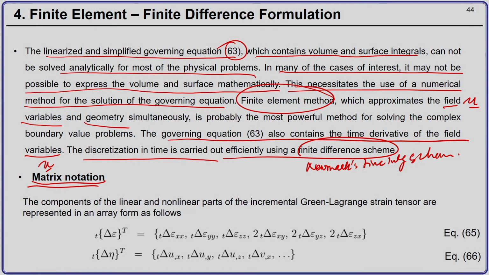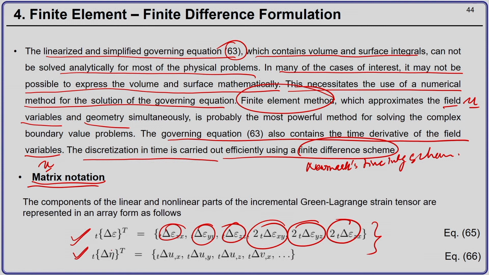We define the matrix notation for the components of the linear and nonlinear part of the incremental Green-Lagrange strain tensor, represented by the following array form. You have the normal components of the incremental strain and you have the shear components. Similarly, delta eta is written like this. You will have as many terms as there are: delta Vy, delta Vz, delta Wx, delta Wy and delta Wz.